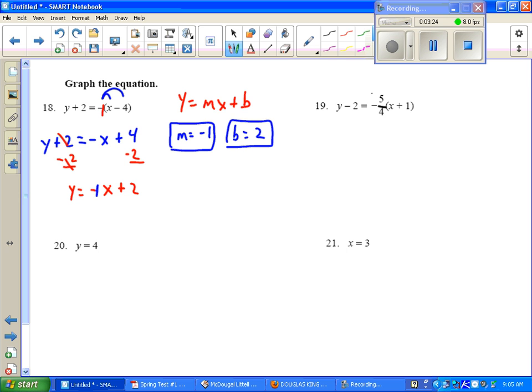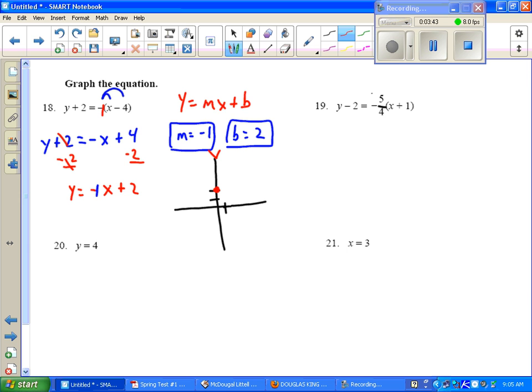So you have your slope and you have your y-intercept. We have to graph that. Your b value tells you where to start. It tells you to begin at y's value of positive 2. So where your y-axis is the one going up and down, put your first point at 2.